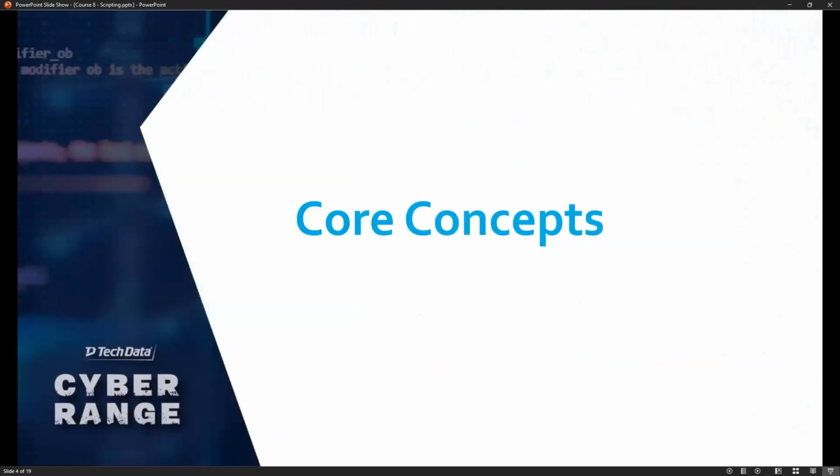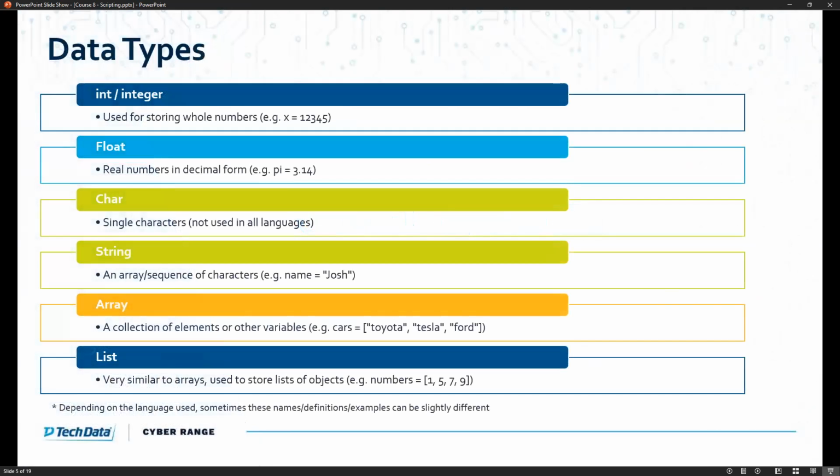So what are some core concepts that you do need to be aware of? Well, you need to be aware of the different types of data that can be used. So we have integers, floats, characters, strings, arrays, and lists. We have provided examples of each. So quickly, integers are used for storing whole numbers, floats are numbers in decimal form, and a character is a single character, and this is not used in all languages. A string is an array or a sequence of characters, like my name, Josh.